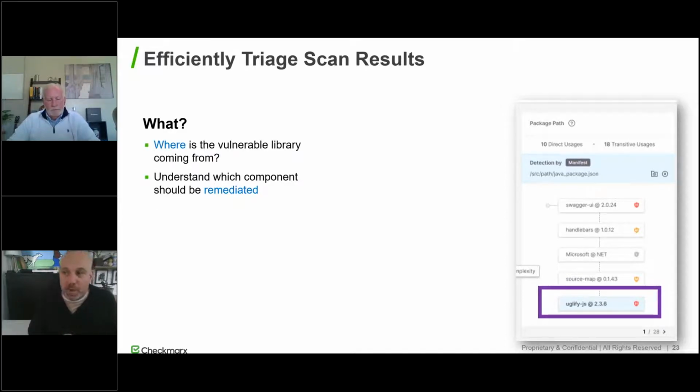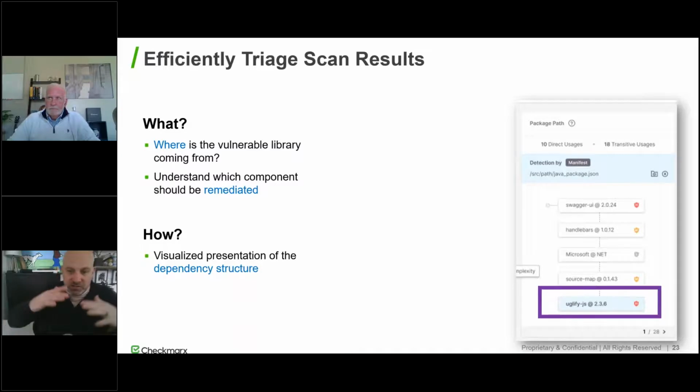So you really want to understand where it's coming from, and which component actually needs to be remediated. It's very helpful to have this in a visual setting. Everyone's used to seeing a tree structure, so you can see where it's coming from and all the packages associated with it.